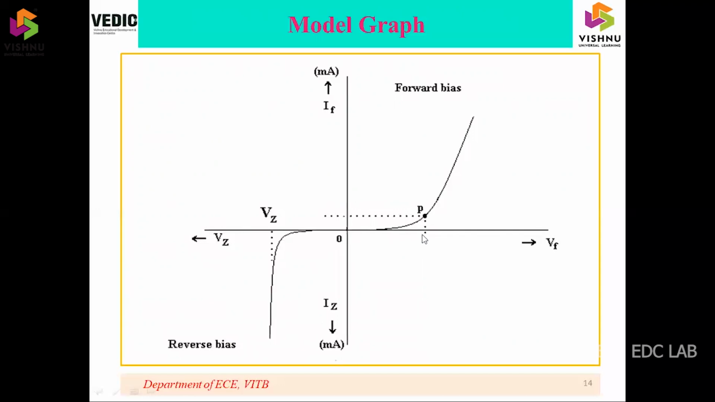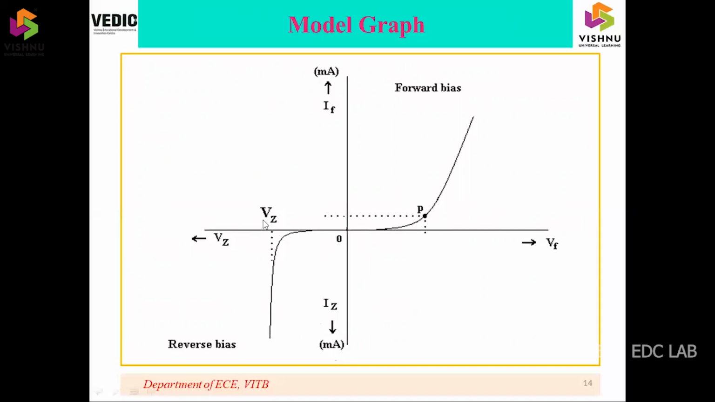And here the cut-in voltage of the Zener diode is slightly greater than the cut-in voltage of the normal diode, since the Zener diode is a heavily doped diode. And coming to the reverse characteristics, Iz is negative and Vz is also negative. So we are getting the characteristics in the third quadrant. Here, if the applied voltage is less than Vz, then a very small reverse saturation current flows through the Zener diode, and it is almost constant.